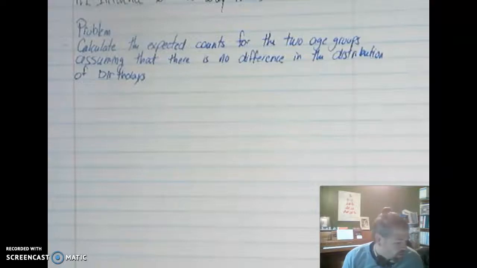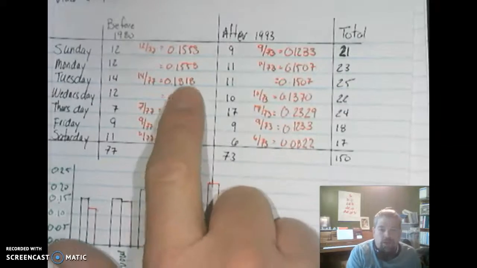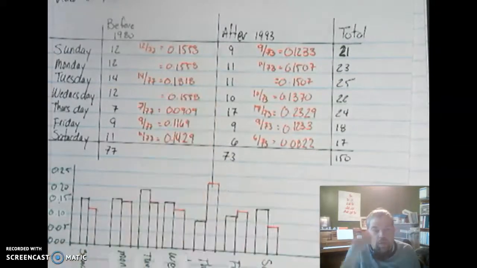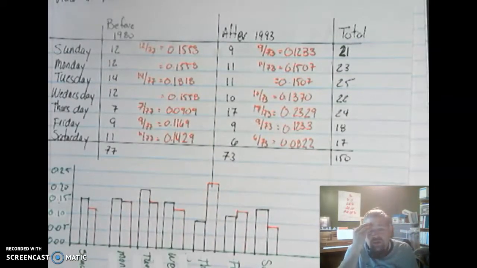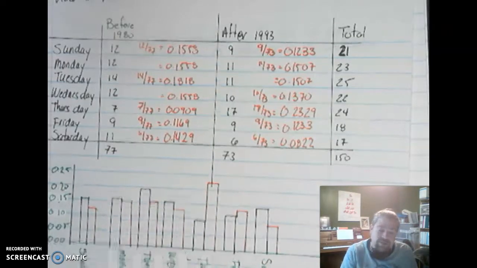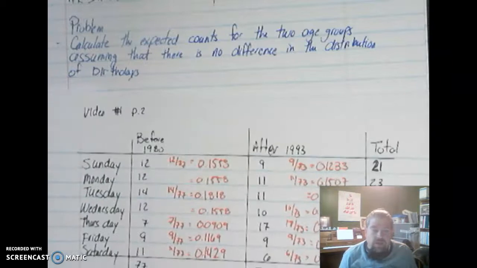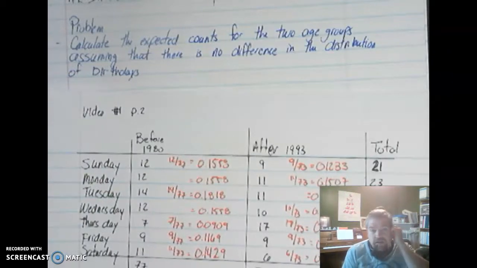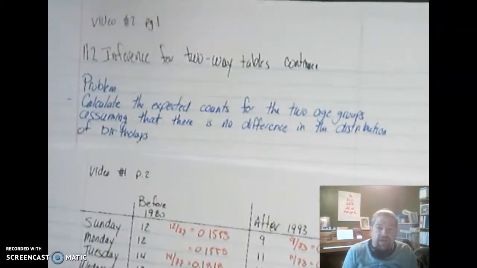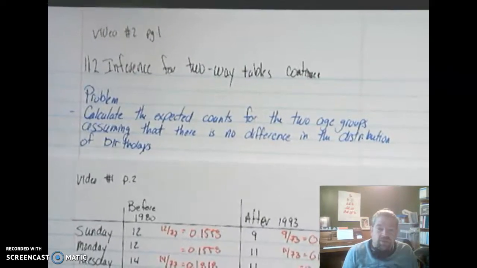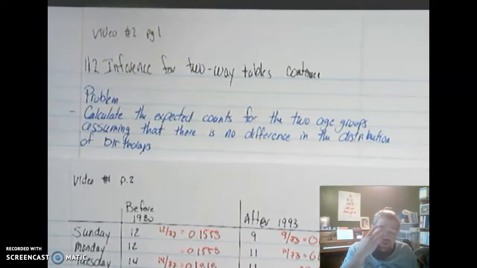Hey guys, video 2. What you're going to want to do is keep this chart out from video 1 about birthdays. We're going to continue on with some of the questions off that to explain everything. Okay, so the next question says to calculate the expected counts for the two age groups, assuming that there's no difference in the distribution of birthdays.